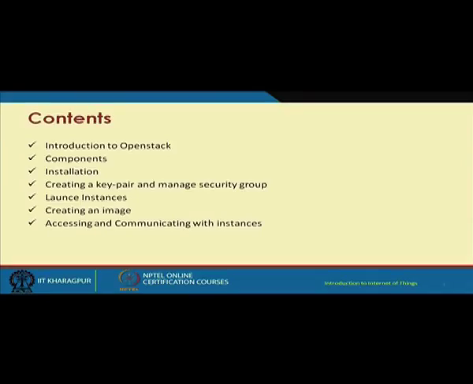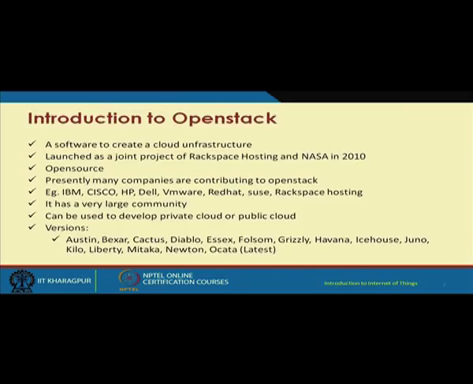First, let us start with what actually OpenStack is. OpenStack is a software through which you can generate your own cloud, and it is a joint project of NASA and Rackspace Hosting, and it was first released in 2010. Right now, so many big companies are helping in developing this software. Some of the companies are Cisco, IBM, HP, Red Hat, and so on.